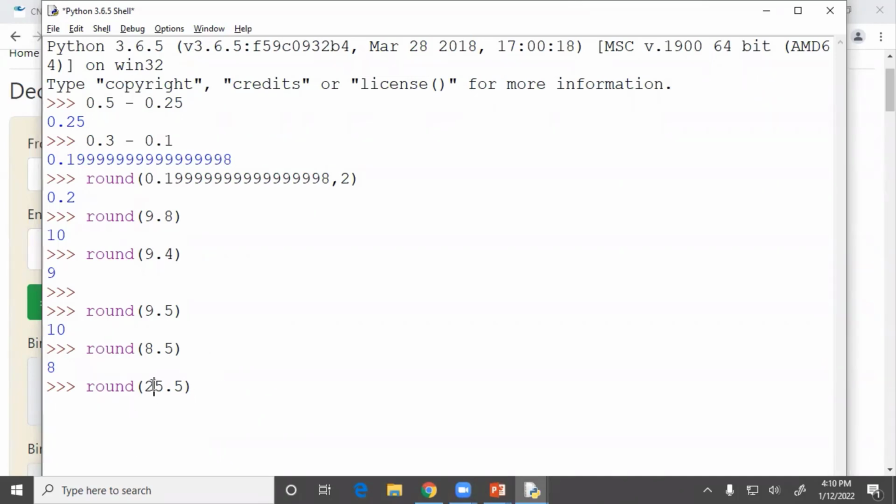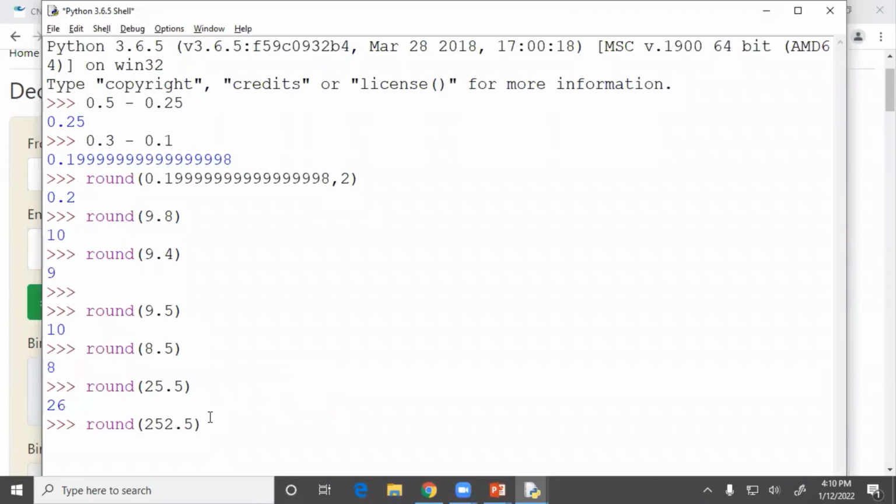We look at it. It's going to go to 26. Let me put something like this here. Let me put 2 here: 252.5, and I'm rounding it. What is the answer going to be right now? 252, because this one here is even. Is this clear?